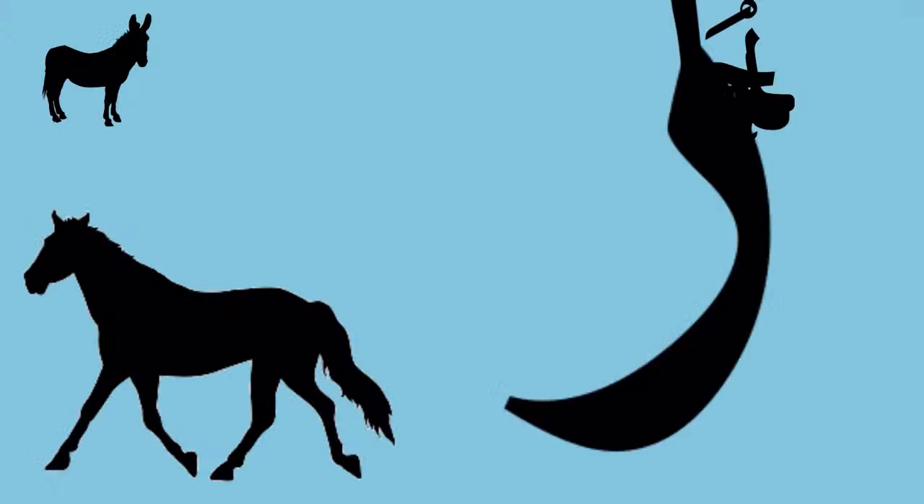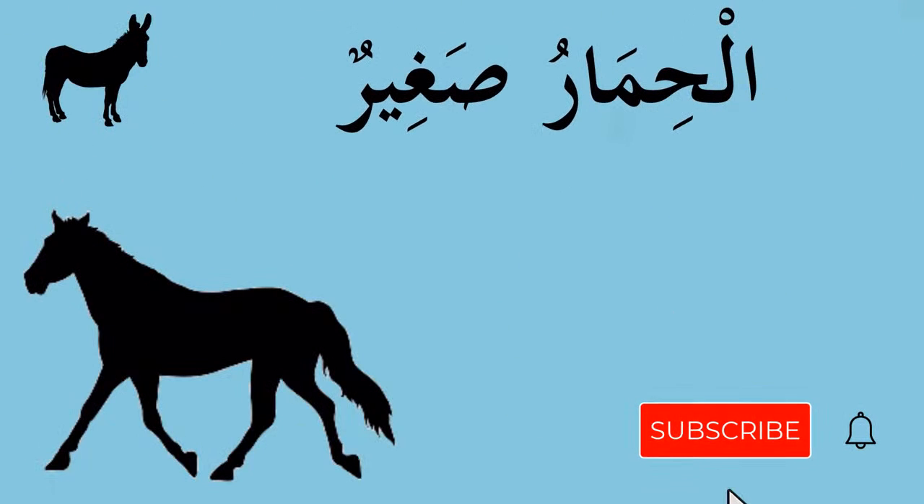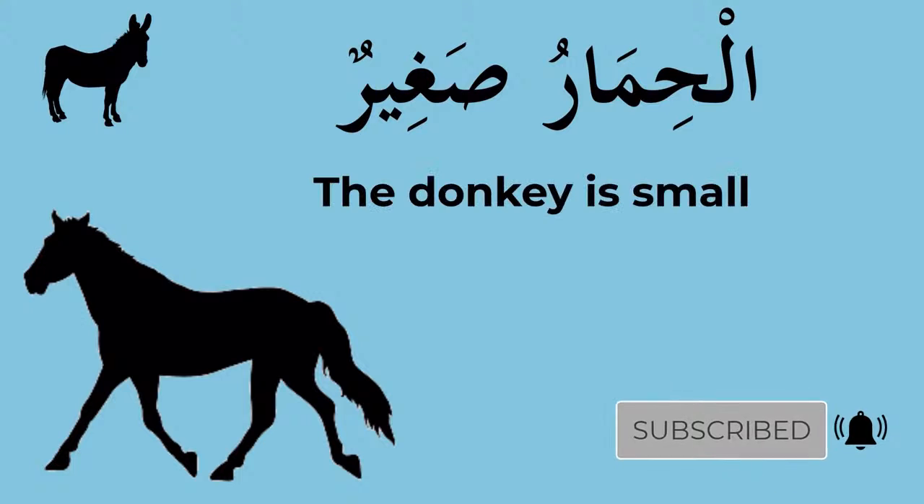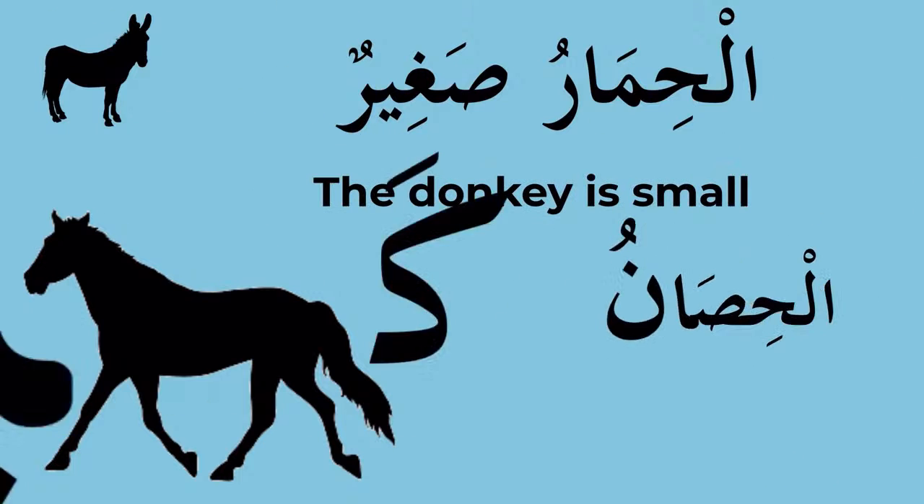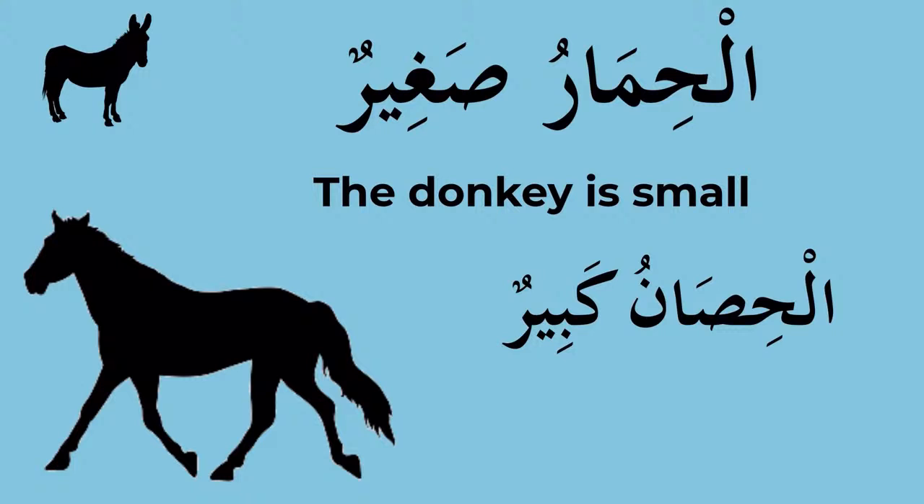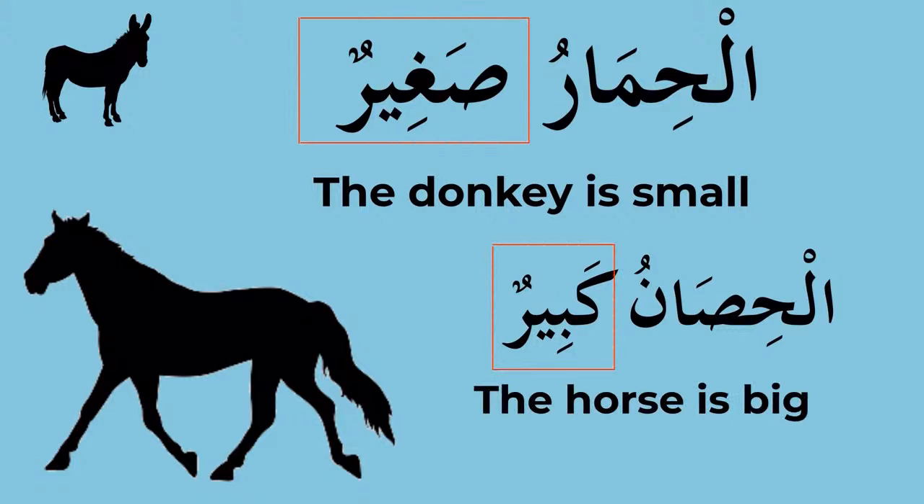Next one, al-himaru saghirun. The donkey is small. Wal hisanu kabirun, and the horse is big. Do you see the khabar is indefinite? All the time it comes indefinite. Brother, tell me, isn't it easy? I hope you will find it easy, because we will be repeating these things, inshallah.